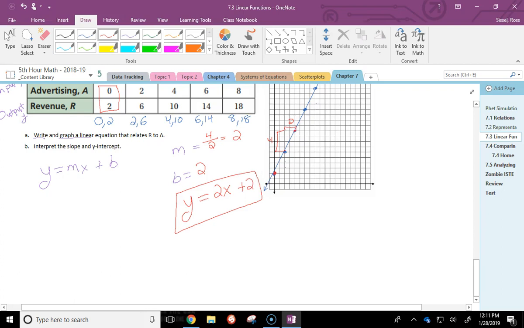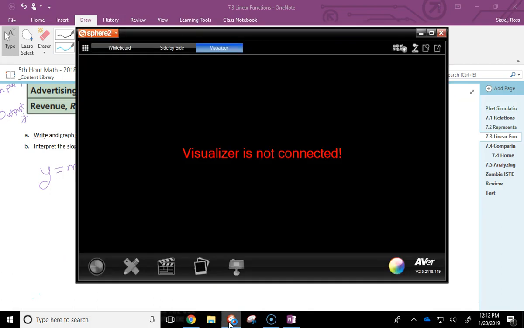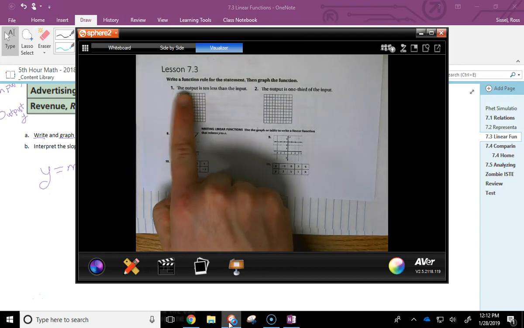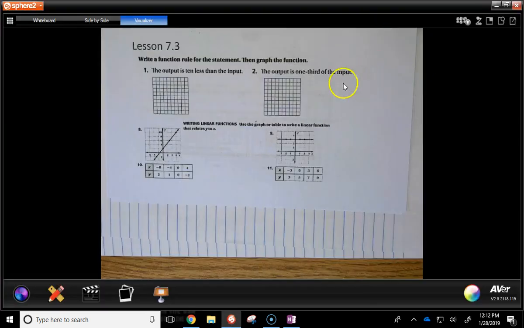Alright. For your homework today, what you need to complete for tomorrow, you're going to work on 7.3, and it's pretty short and easy. I know the numbers are different because we copied them from other places, but it says, write a function rule for this statement. The output is 10 less than the input.